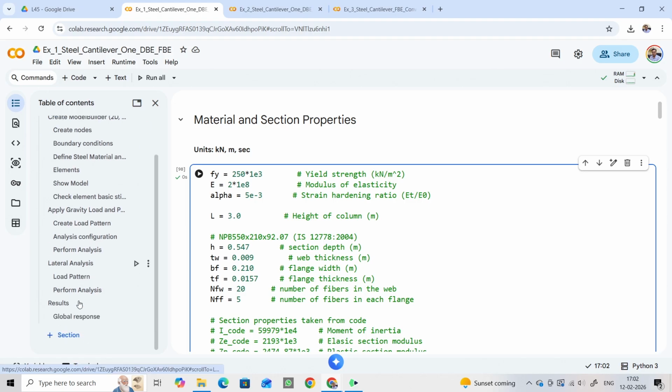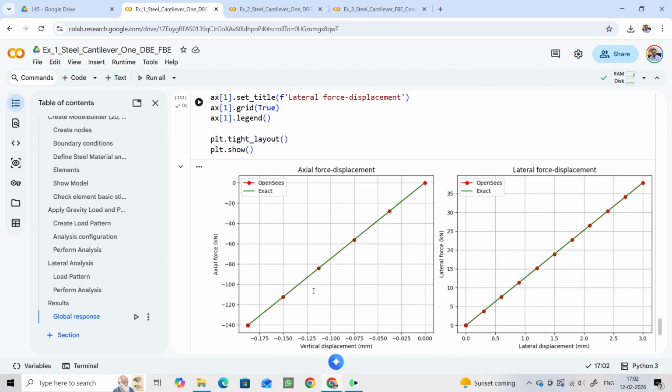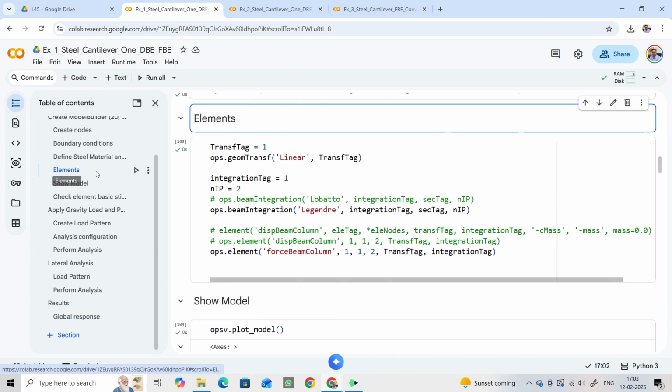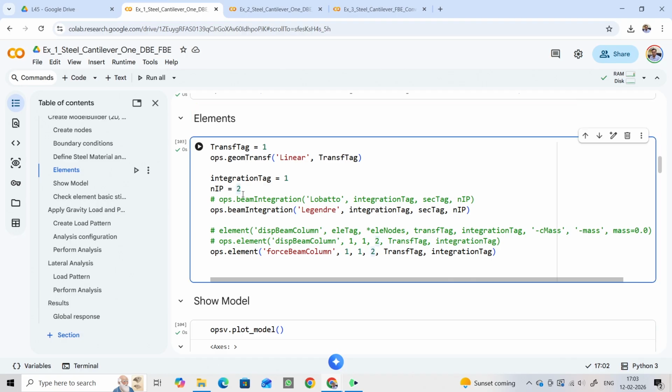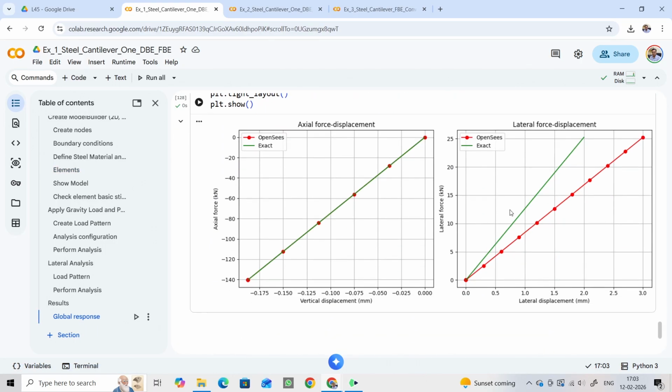And if you go back to the global response, you can see you get the exact solution. Again, if you change the integration points, let me make it 2 and change it to Lobatto, and show you what happens. So, force beam column with Lobatto, but 2 integration points. Let us see the global response. You see this is exact versus that is OpenSees.